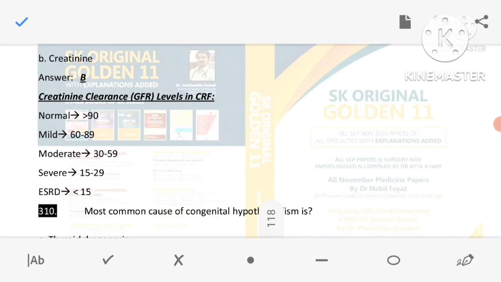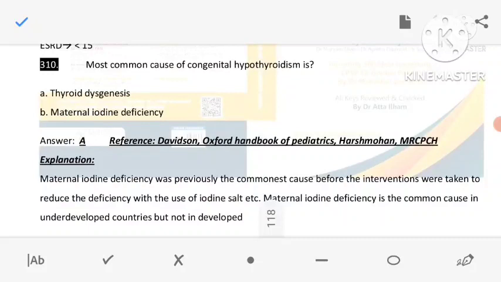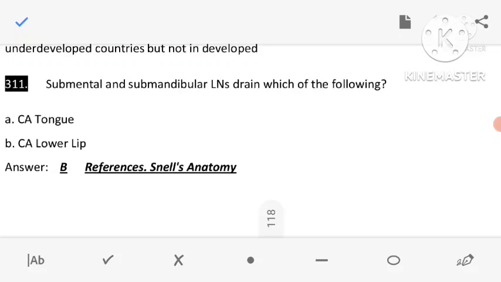Point number 310: the most common cause of congenital hypothyroidism is thyroid dysgenesis. Alpha is the right option. Submental and submandibular lymph nodes drain which of the following? Carcinoma of the lower lip. Beta is the right option.